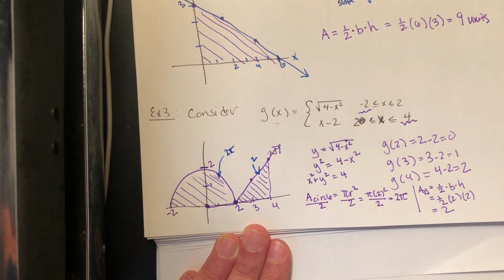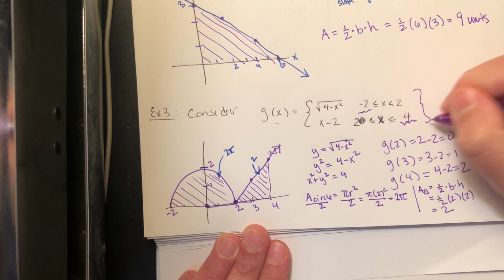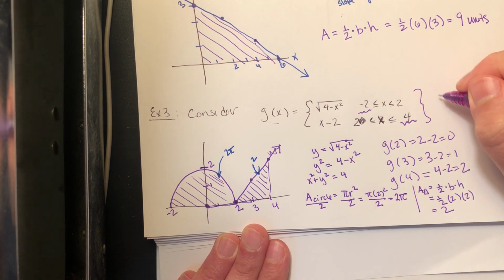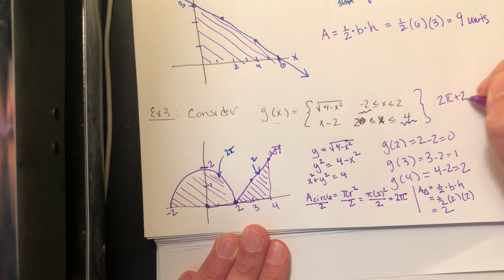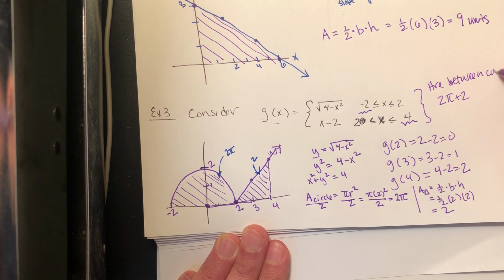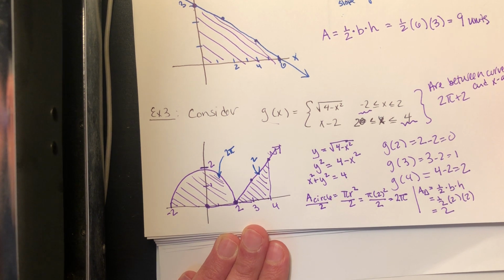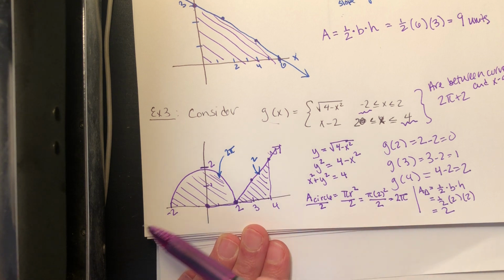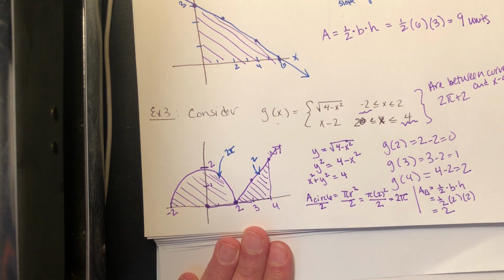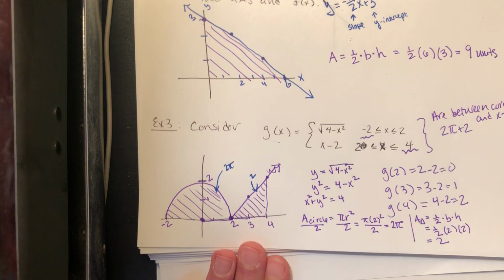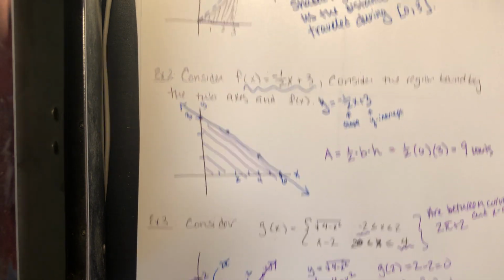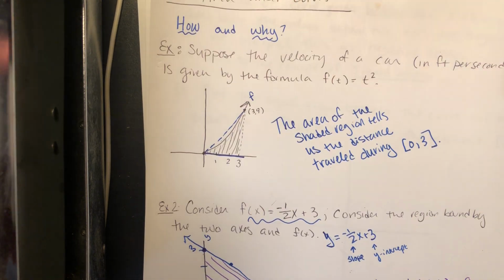So it's an area of 2. Alright, so all together, the area between the x-axis and the curve is going to be 2 pi plus 2. Area between the curve and the x-axis. Right, so again, if we have formulas for the shapes that are formed with these particular functions, then we can just use those formulas to find the area without too much trouble, as long as we actually know the formulas. Alright.